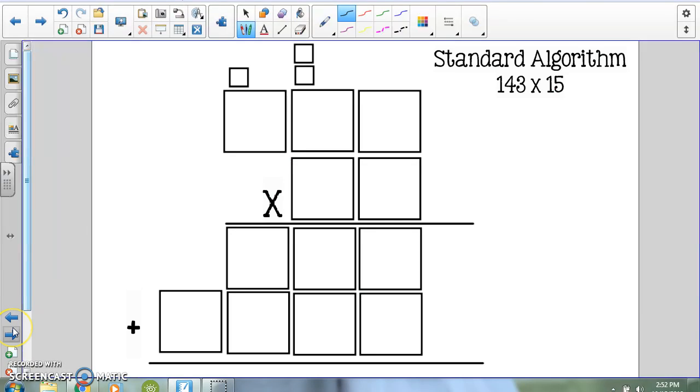So let's set it up using our standard algorithm and plug in what we know. So we have 143 people and $15 each is how much the toys cost.